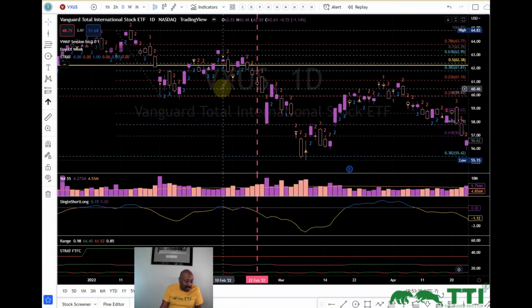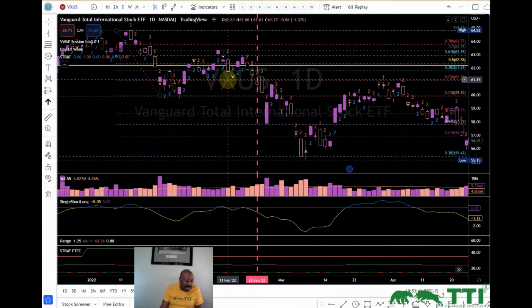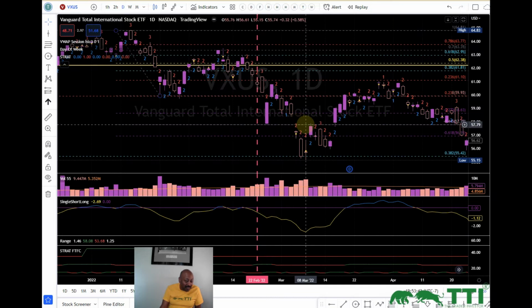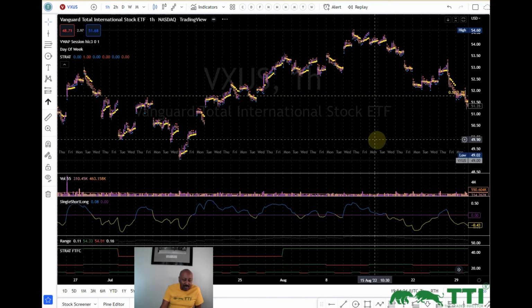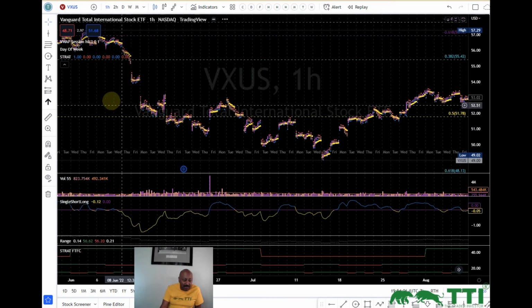Now the trick is, this entry was on the 11th of February. How far out is your option? If it's a month out, it's pricey because we're using the hourly chart. I don't want to go a month out. If I'm using the daily chart, I might go a month out, but on the hourly chart, I don't want to go a month out. So I'm not waiting for all those things to happen.